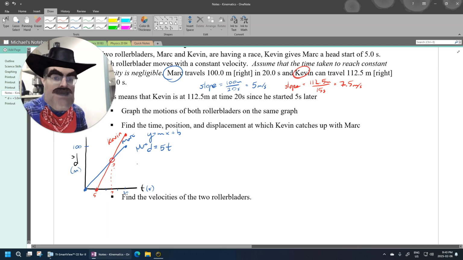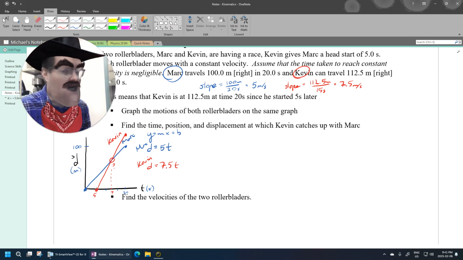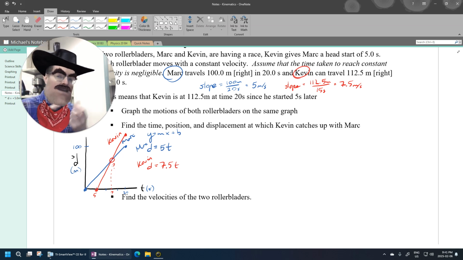All right. Kevin, I'm going to start off the same way. So d is equal to, y is equal to, Kevin's slope, 7.5t. But the problem is now his b value. What is his b value? It's his y-intercept, not his x-intercept, but his y-intercept. So we run into a problem here. We do have to delve back into our math 10 days to try to figure this out.